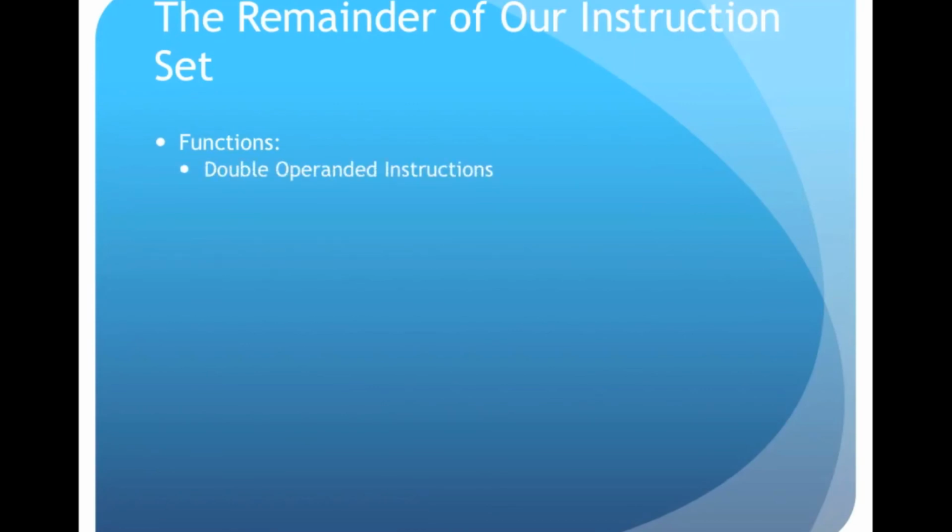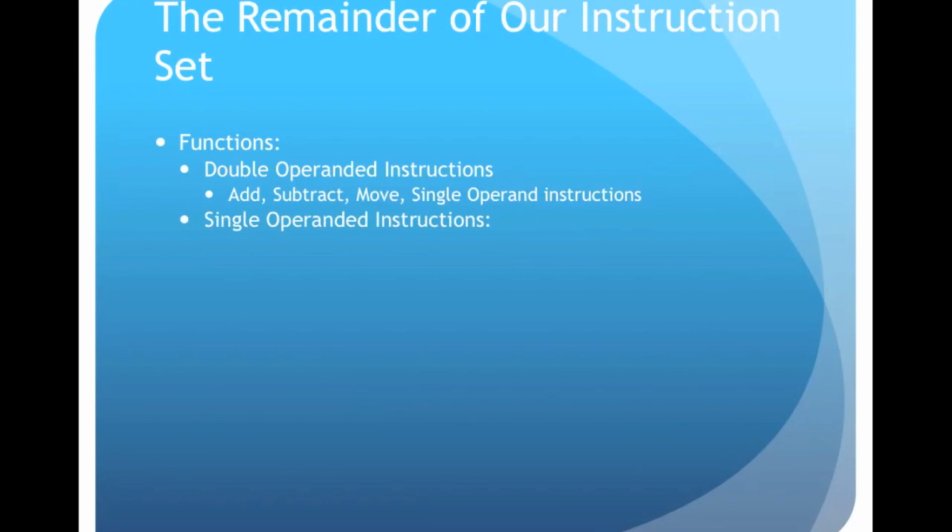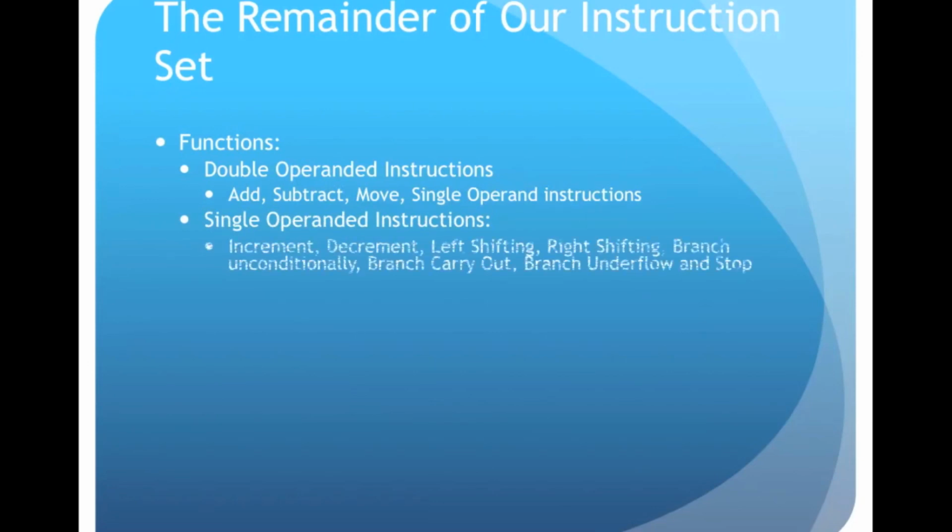The functions that we have, as far as double operanded instructions go, are add, subtract, move, and our single operanded instruction command. And as for the single operanded instructions, we have increment, decrement, left shift, right shift, branch unconditionally, branch carryout, branch underflow, and stop.